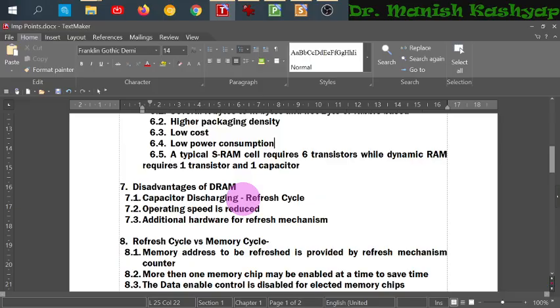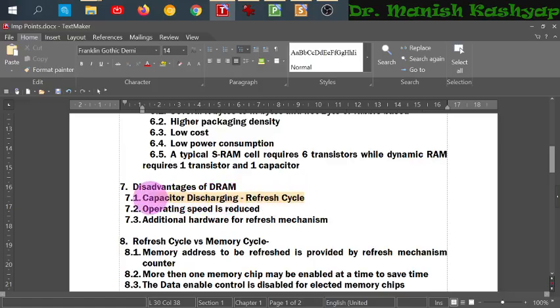So this capacitor needs to be refreshed again and again, so that whatever charge is stored there, if a value of 1 is stored in terms of logic value, then it should remain 1. The charge should not drop significantly so that we start treating it as 0. So we need to refresh that capacitor again and again.